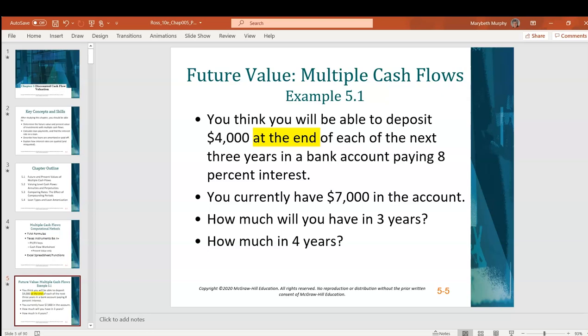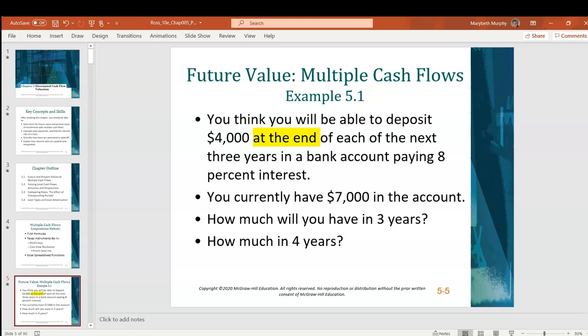All right, so if we think about that, the last $4,000 will earn no interest because it's put in at the end of the period, and that's when we're doing this calculation. So it can't earn any interest if it's just put in there. The amount that's put in at the end of year one will earn 2 years' worth of interest: interest for year 2, interest for year 3. The amount that was put in at the end of year 2 will earn interest for year 3.